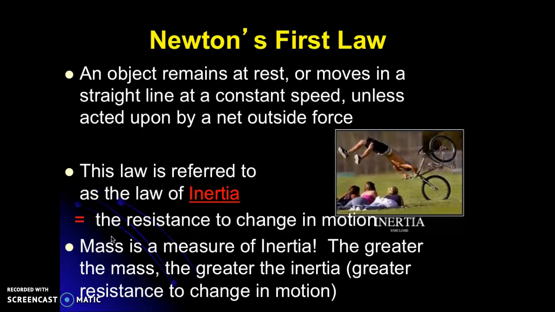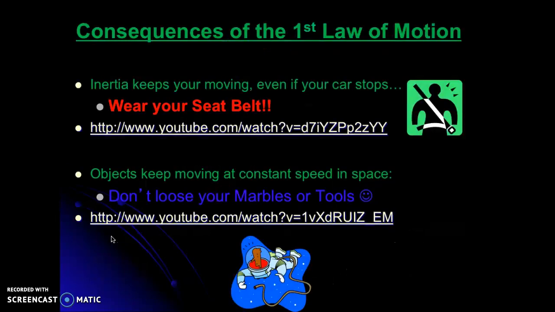With inertia, mass is essential. The greater the mass, the greater the inertia, and therefore the greater the resistance to the change in motion. So please watch these two videos. They're great examples of inertia. Keeping your seatbelt on is fundamental, otherwise inertia is what's going to cause you to fly through the windshield in an accident. I also love this other video I have about an astronaut in space.